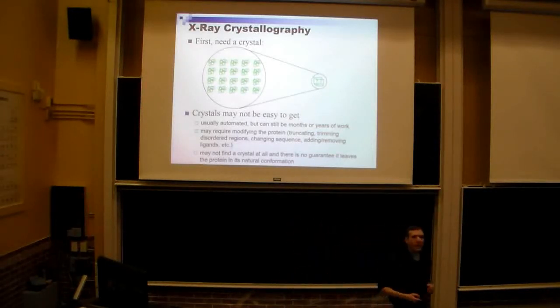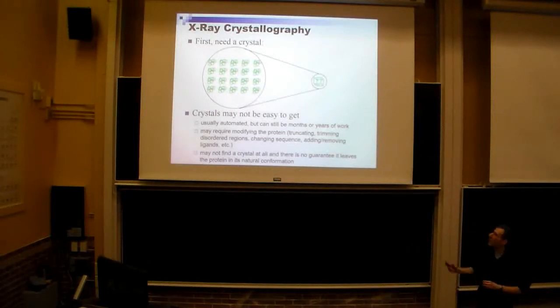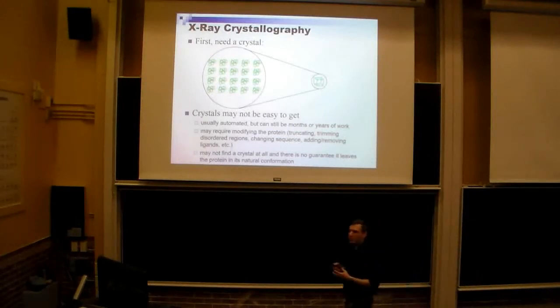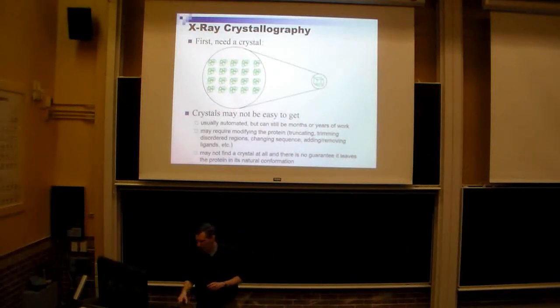At the end of all of this process, we may get a structure, and even if we get the structure, there is no guarantee it's actually in exactly the same shape as it takes on in its normal function in the cell. A crystal is a very non-natural environment for a protein, and that can induce changes in the structure that can be hard to predict. So these are all things to be aware of when we look at crystal structures. Any questions about that?